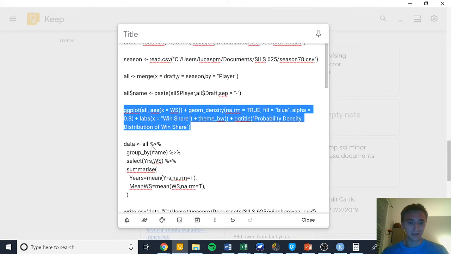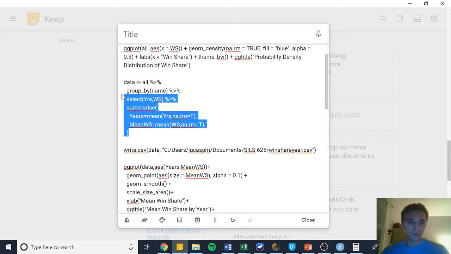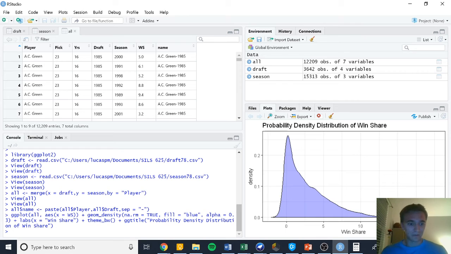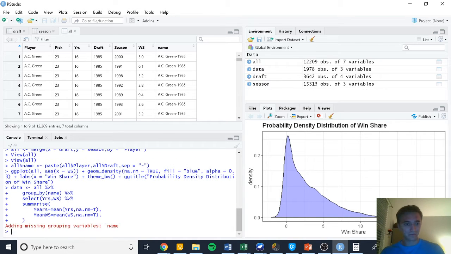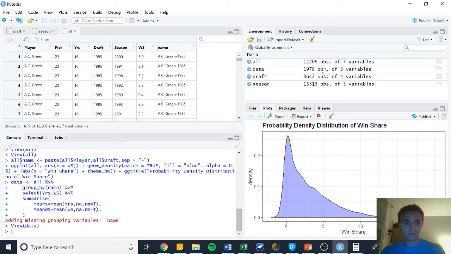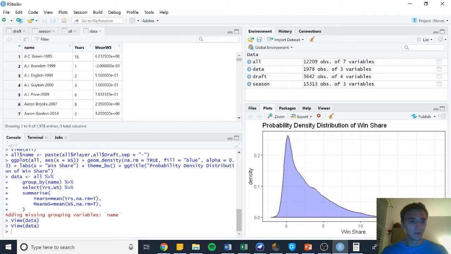So then continuing on here, we created another little table, taking out the data that we need. So here we have a player name, the years they played in the NBA, and then their mean win share over the course of their career. So, add them all up and divide by the number of years they played in the NBA.